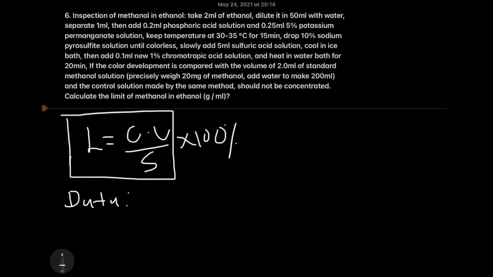Okay, so let's start with concentration. Concentration, as we can see, has already been given to us in brackets here, where they are saying precisely weigh 20 milligrams of methanol, add water to make its corresponding volume, which is 200 milliliters. We know it's mass over volume, so that is 20 milligrams over 200 milliliters.